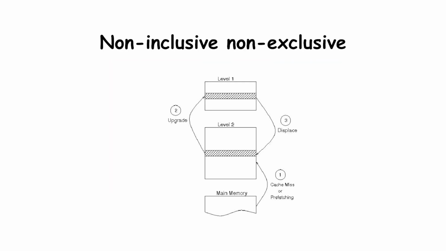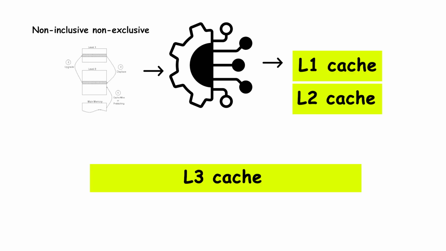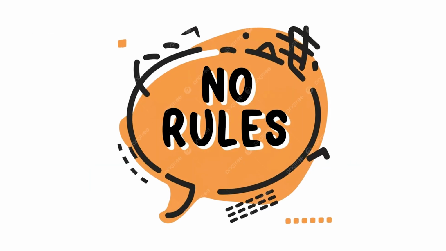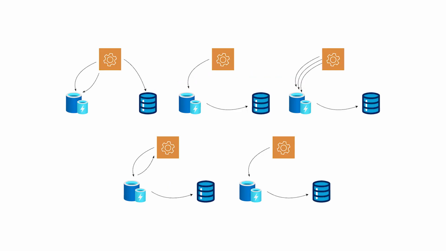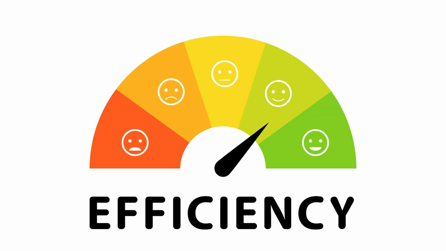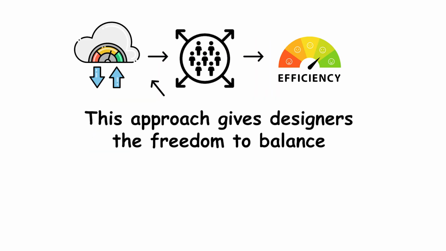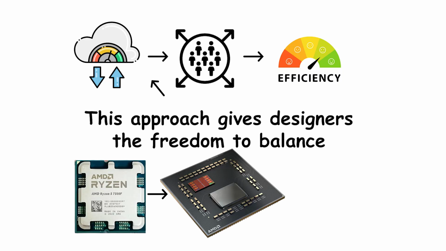Non-inclusive, non-exclusive policy. Finally, there's the non-inclusive, non-exclusive policy, a hybrid approach used in many modern CPUs. In this system, data may or may not be duplicated across cache levels. There's no strict rule. If duplication improves performance, the CPU allows it. If it wastes space, the data is stored only once. This approach gives designers the freedom to balance latency, capacity, and efficiency for each product line. For example, AMD's Ryzen CPUs often use non-inclusive level 3 caches that dynamically adapt depending on workload behavior.